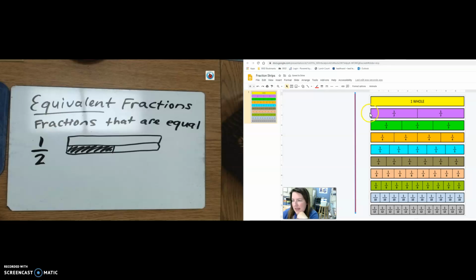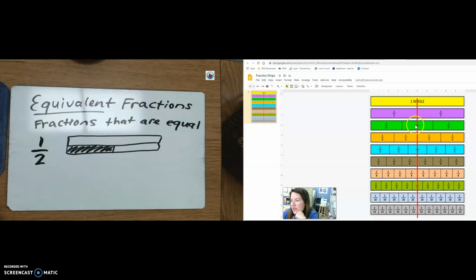So if I look at my diagram, the 1/2 line marker is right here in the center. I'm going to drag this red line here to the center, and I'm going to drop it and look here. I'm going to see if there are any other fractions that are also equivalent to a half. So I'm just going to look down the line.